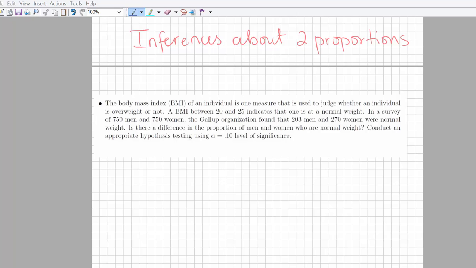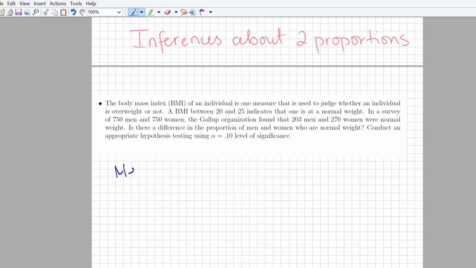We have a problem about the BMI, the body mass index, and we have the following survey. We have 750 men and 750 women who said that their BMI was normal. The goal of this problem is to determine if there is a significant difference in the proportion of men and women who are normal weight. So let's write all of the information so it's easier to see what's going on here.